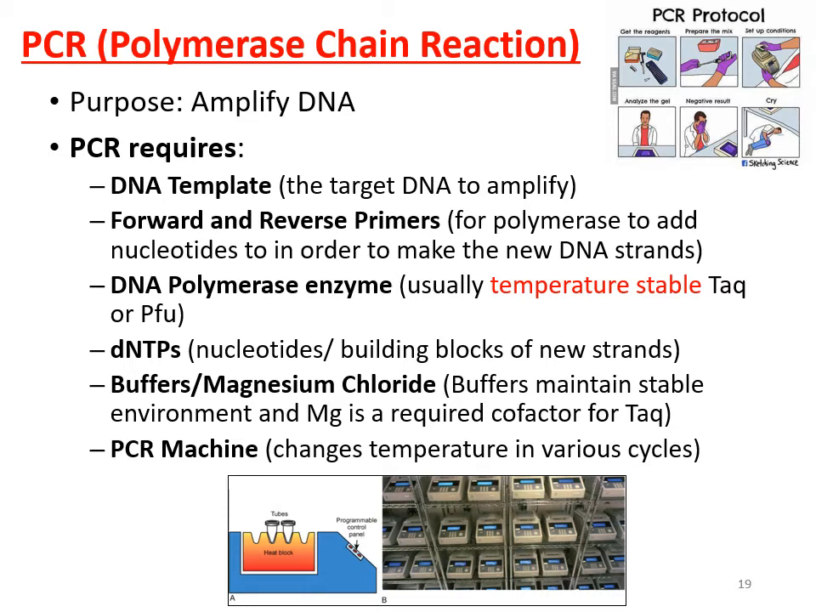Okay, because as you know, polymerases can't start from scratch. They need something to have as starting points. Okay, you'll have the DNA polymerase itself, which is the enzyme that will build the copies of DNA. And it has to be temperature stable, because during this process, you're going to be using a machine that goes to high temperatures to denature the DNA, so the enzyme has to survive that.